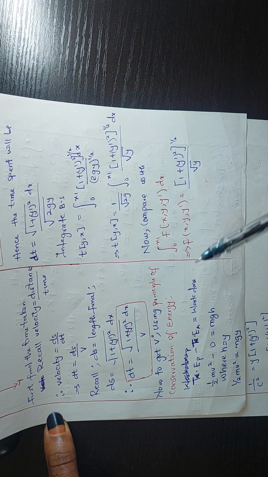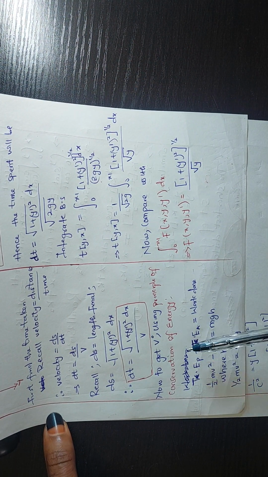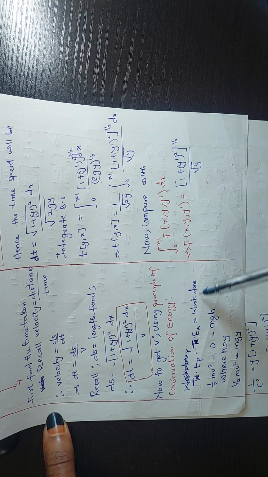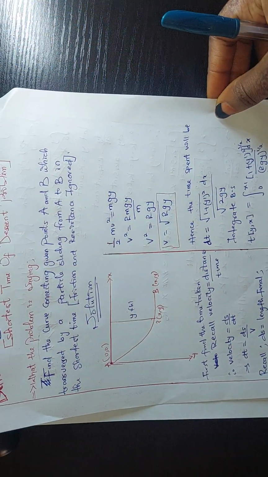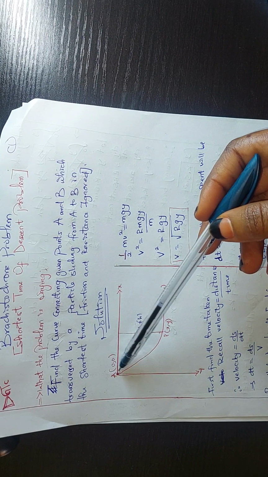So for me to get v, I'm going to have to look at the total energy. I'll have to look at the principle of conservation of energy, which states that we subtract the total energy at point A from the total energy at point P and equate it to the work done. So if we're doing that, I'll come back to my graph. The energy at point A is at rest.